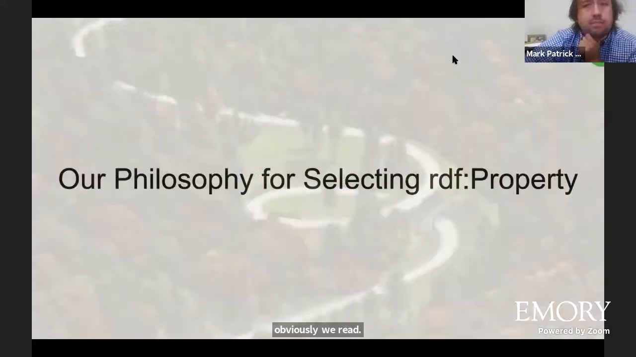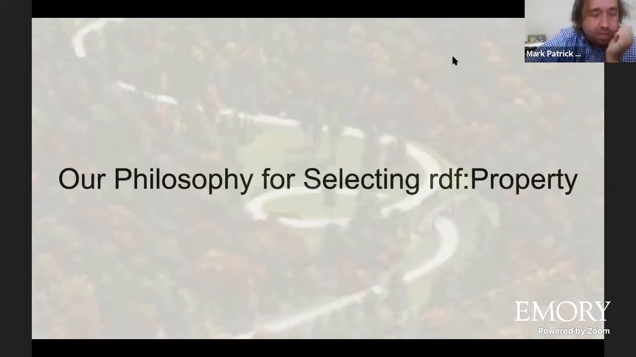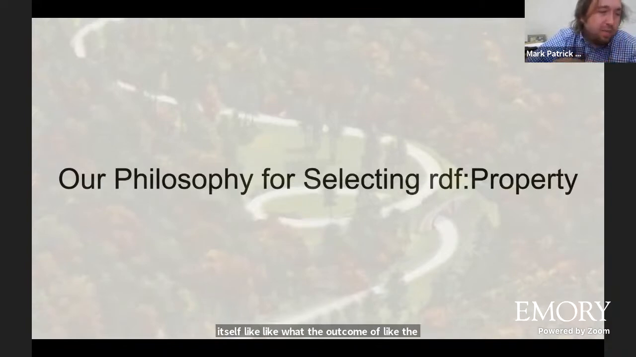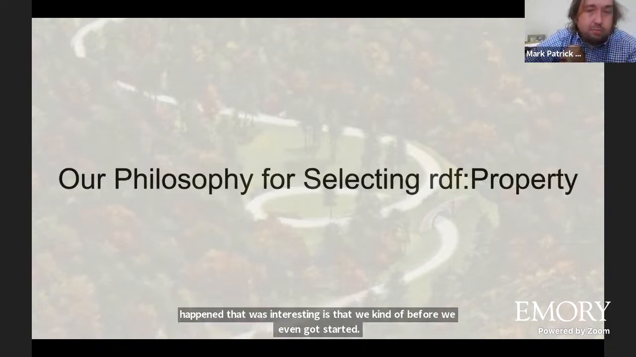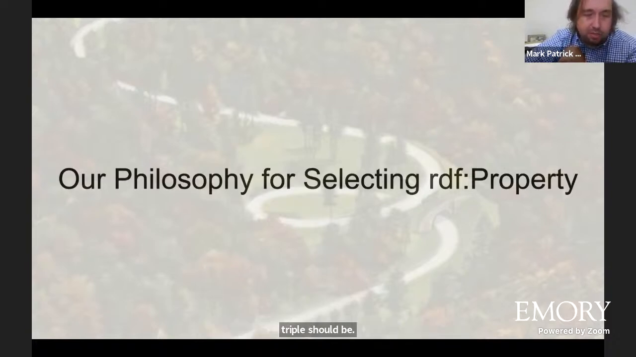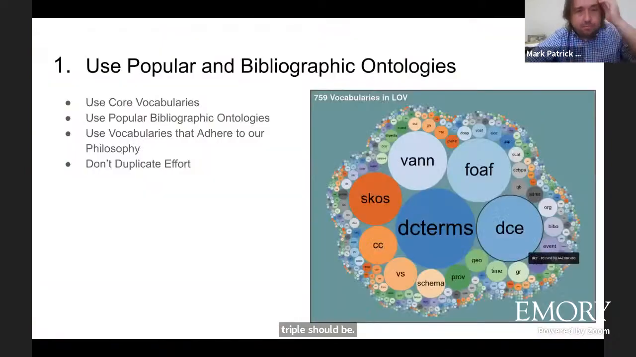Before we get into the actual mapping itself, I want to talk about the outcome of the discussions and readings. What happened that was interesting is that before we even got started, we developed a philosophy, or set of principles, around our expectations for selecting our RDF properties and also for what the object of our triples should be. And so I want to talk a little bit about those and what that looked like.